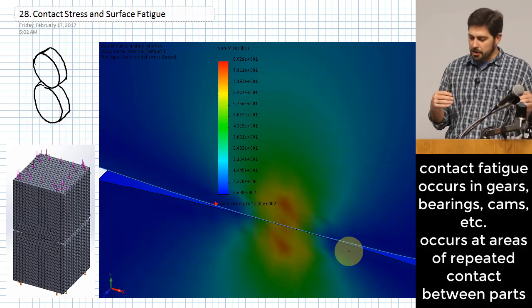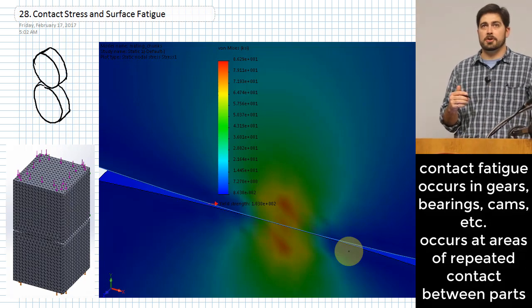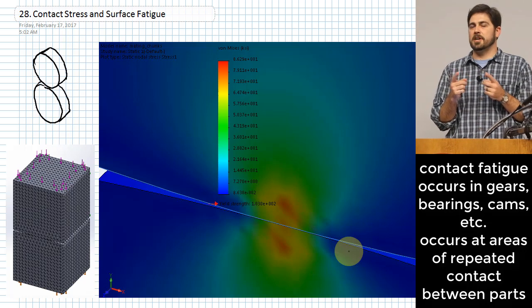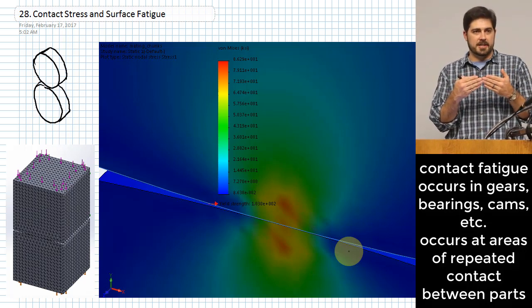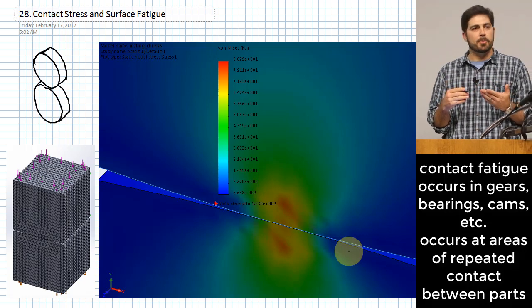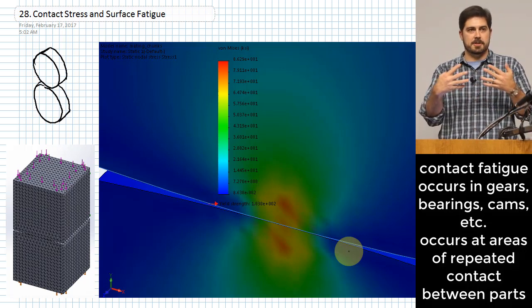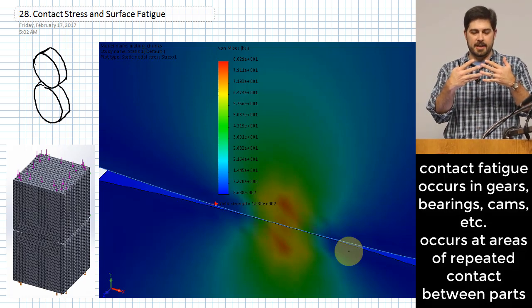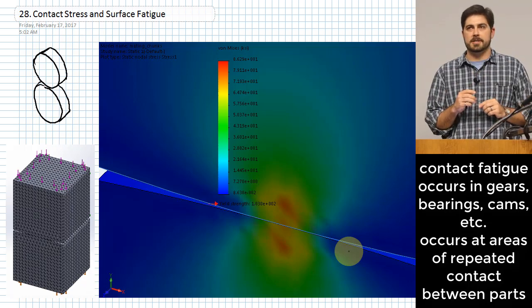So where does this occur? There's a lot of places where this occurs, actually. This occurs anytime you have different pieces of a machine that contact each other. Okay, so some really common examples of this would be like gear teeth. One tooth contacts another gear tooth, and as it does that, it creates literally surface stresses in between those two parts at the point where they contact.